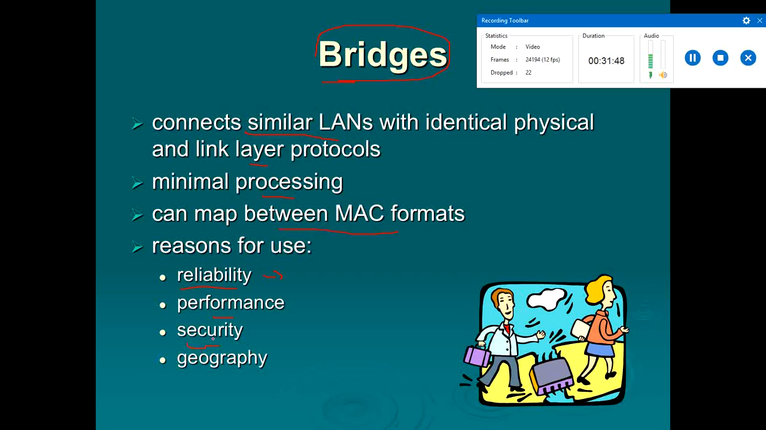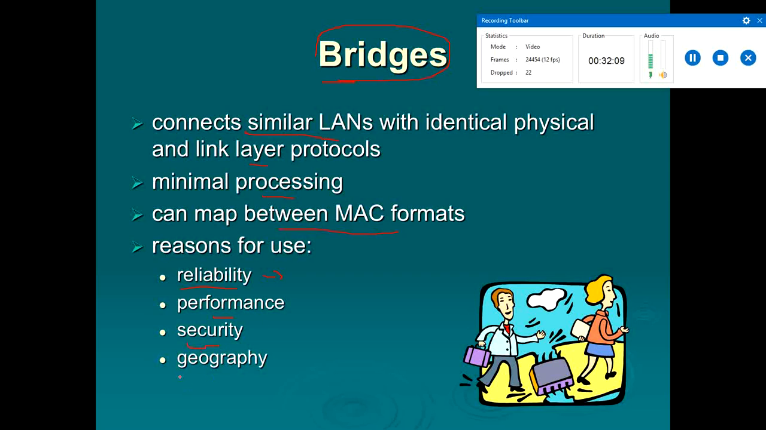The third reason is security. If we establish multiple LANs, it may improve the security of the communication. It is desirable to keep different types of traffic, for example accounting, personnel, or security, that have different security needs, on physically separate media. So that is also one of the reasons.